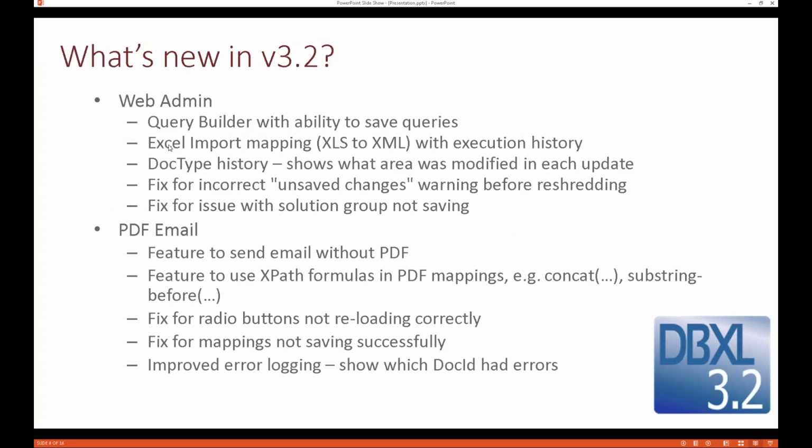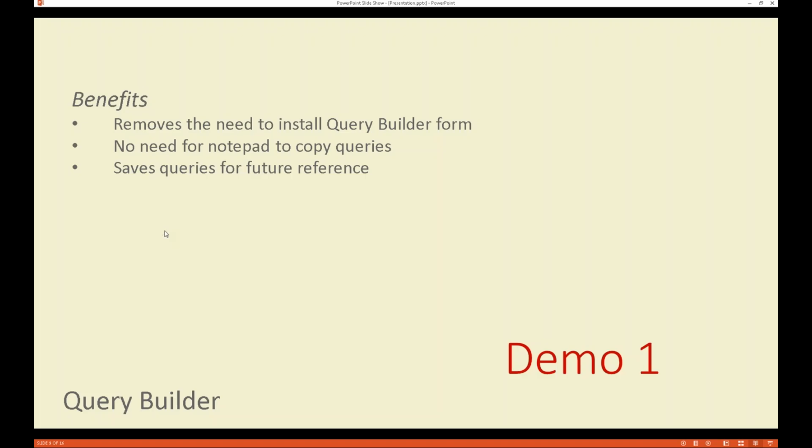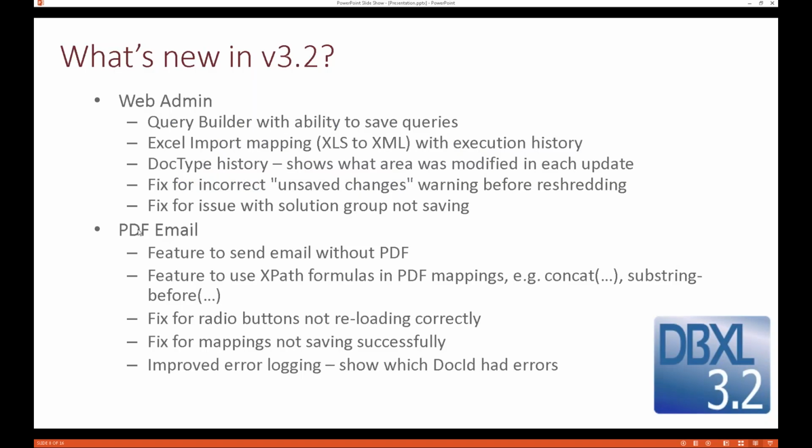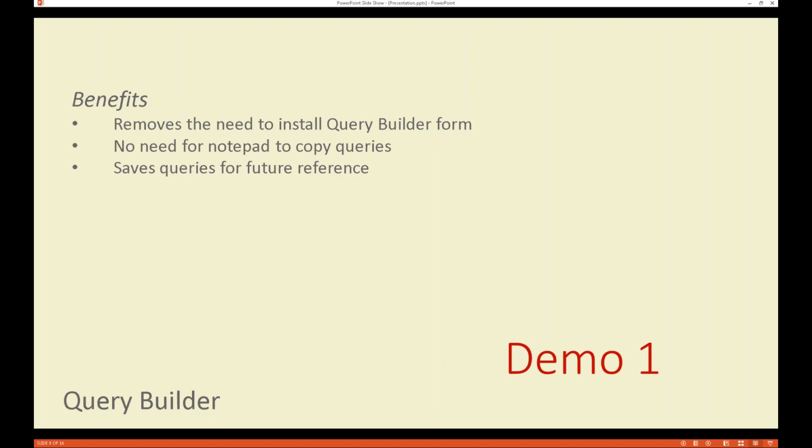Query builder tab, the Excel import tab. We have document type history now. We fixed a number of issues with the web admin tool, layout issues, and we've also made improvements to the PDF email tab. We call the tab email now, but it generates PDFs. It also generates emails. So let's go and take a look at this.